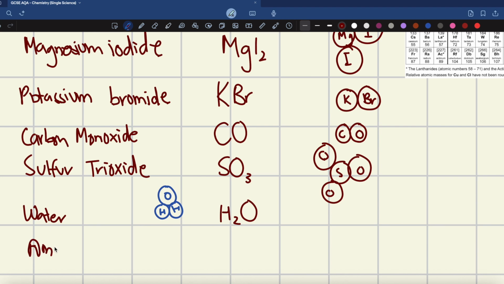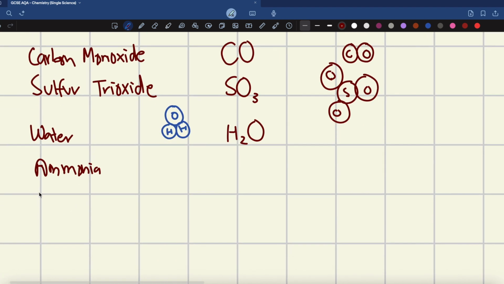Ammonia and methane. Methane is CH4, and ammonia is NH3. Now, it is very important that you're going to come across another compound called ammonium. Do not confuse and mix ammonia with ammonium, because ammonium is NH4. You don't need to know that at this stage, but ammonia is NH3. Don't forget that. One nitrogen bonded to 3 atoms of hydrogen, one carbon atom bonded to 4 particles of hydrogen.